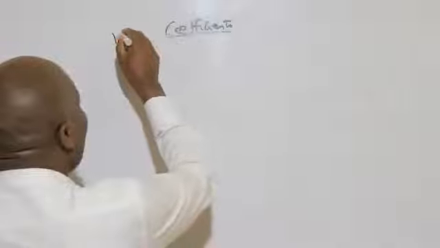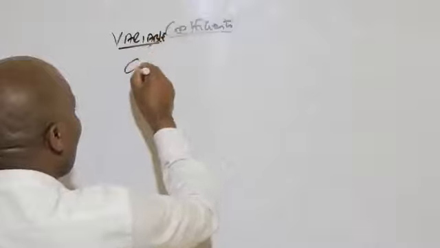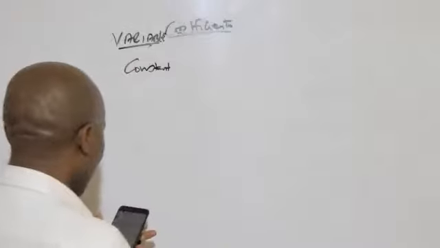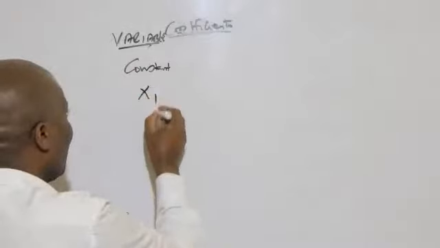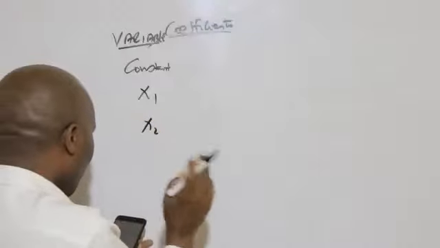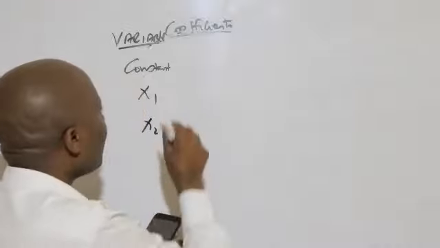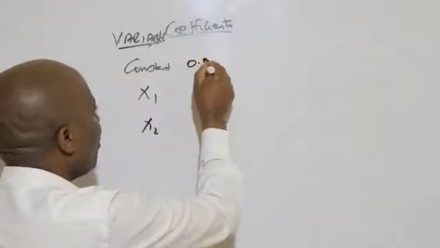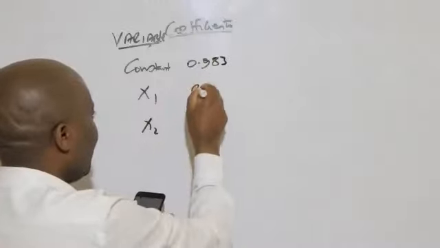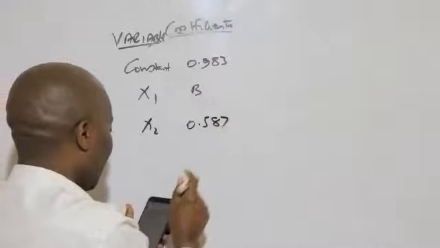So we have here the variable, where we should start with the constant. So constant. We have variable x1, we have variable x2. No wonder you guys are not able to do this question. So the coefficient of the constant is 0.983. This one here is B. This one is 0.587.